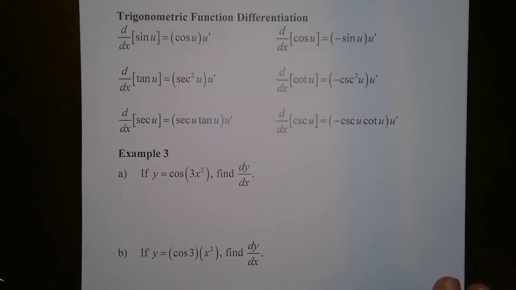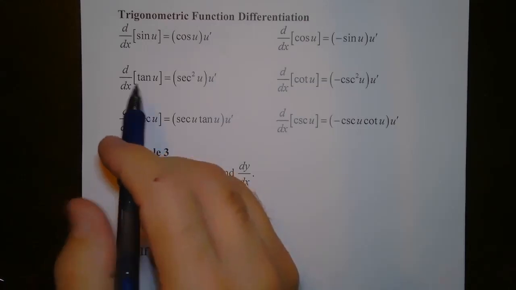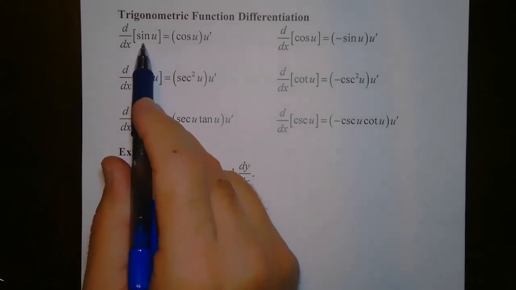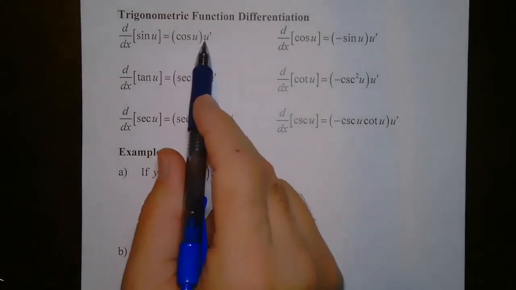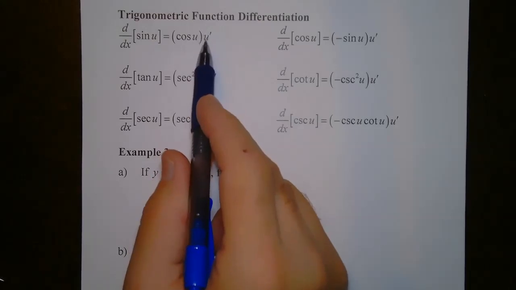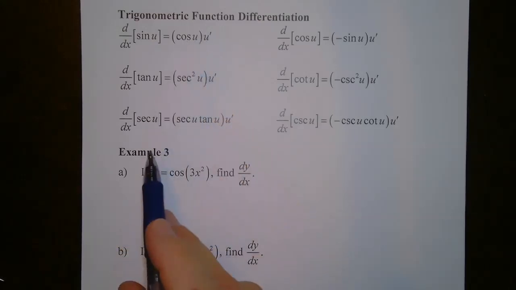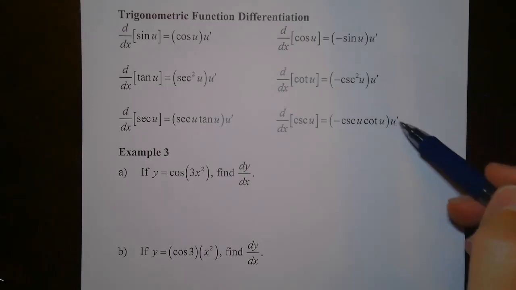So guys, these are all the derivatives of the trig functions that we learned last time, but this is with the chain rule. So the derivative of sine of u is cosine u times the derivative of u with respect to x. So u prime is du over dx also. This is just the derivative of this inside function. So they're the same derivatives of the trig functions, but you're always going to be multiplying by u prime.